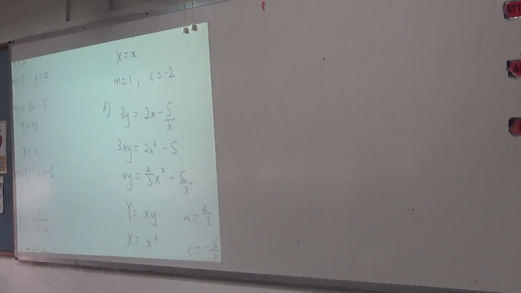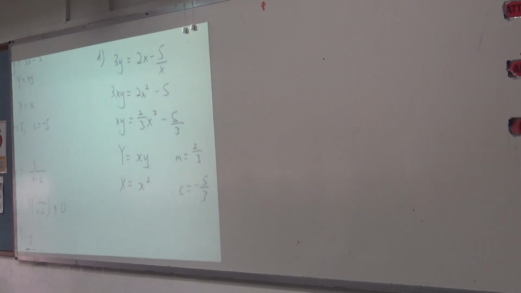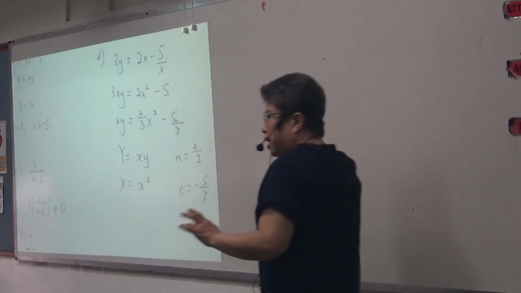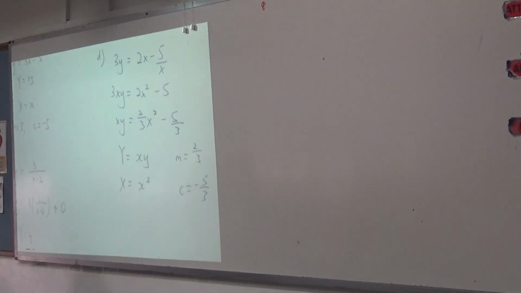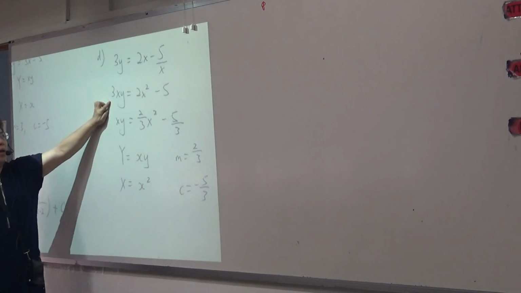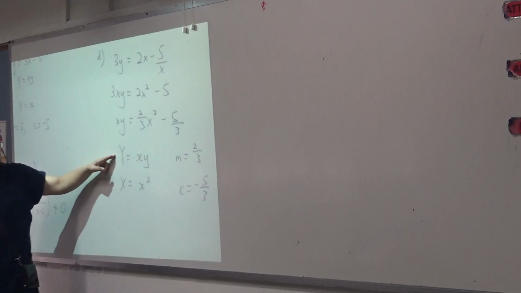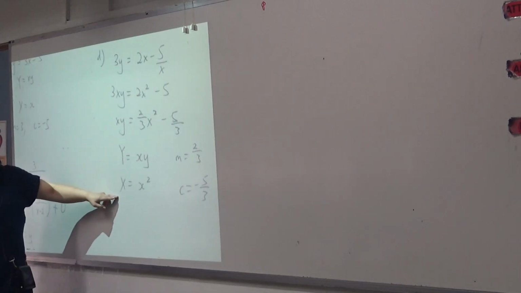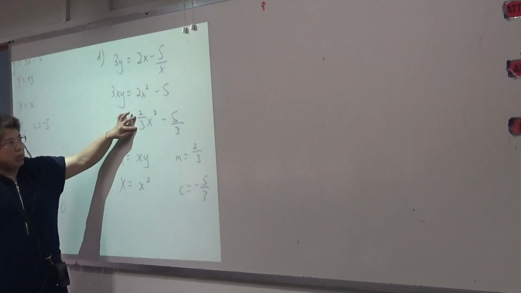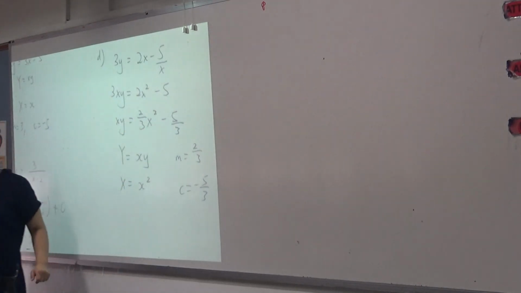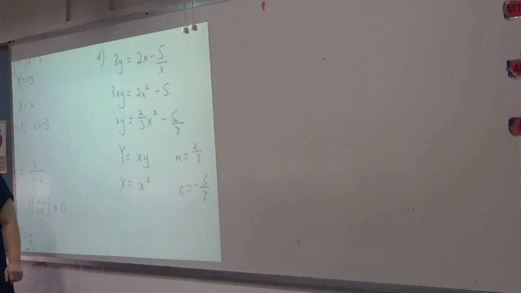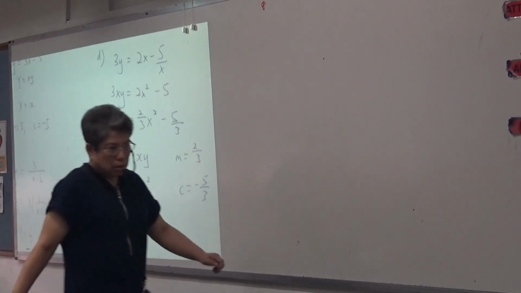Okay, next, part D. Let's take a look at part D. Now, part D is this one. Can you see that in order to get rid of the x, I multiply throughout by x? But I cannot have a 3 here. Understand? So I'm going to divide by 3. So my capital Y is actually xy. My capital X is x squared. My gradient is 2/3 and my y-intercept is -5. Everybody clear? When you do it more and more, then you will get very good at it. So that's your part D.